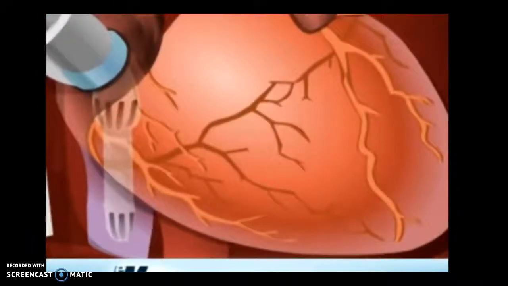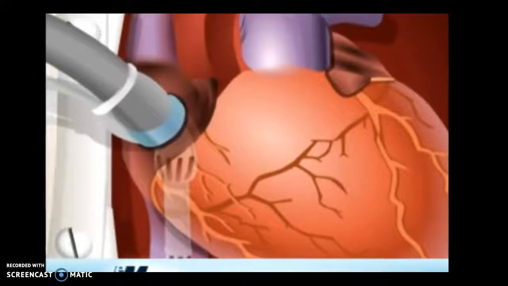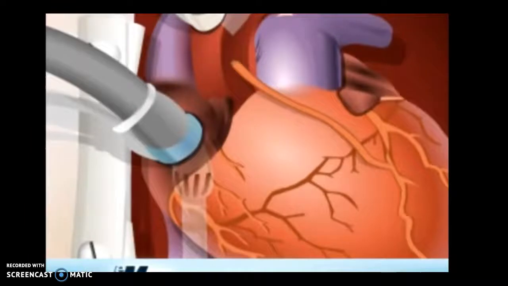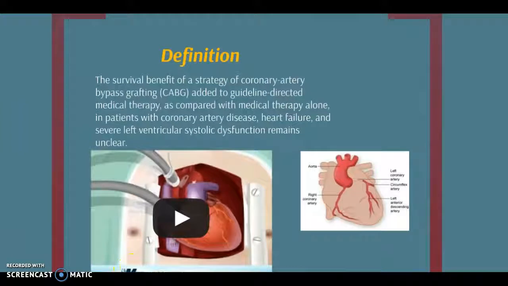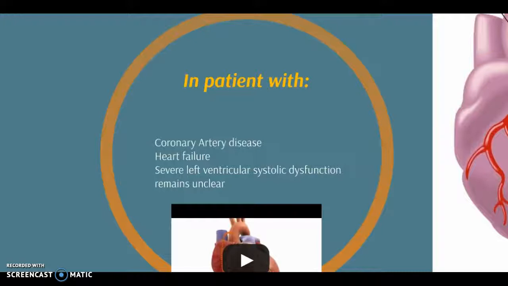After being connected to the heart-lung bypass machine, each of the blocked coronary arteries will be carefully inspected. The surgeon will determine the ideal place to attach the new vessel or vessels. Usually, the vessel is sewn into an area below the blockage and then into a location in the aorta. We have the application of medicine in patients with coronary artery disease, heart failure, and severe left ventricular systolic dysfunction.